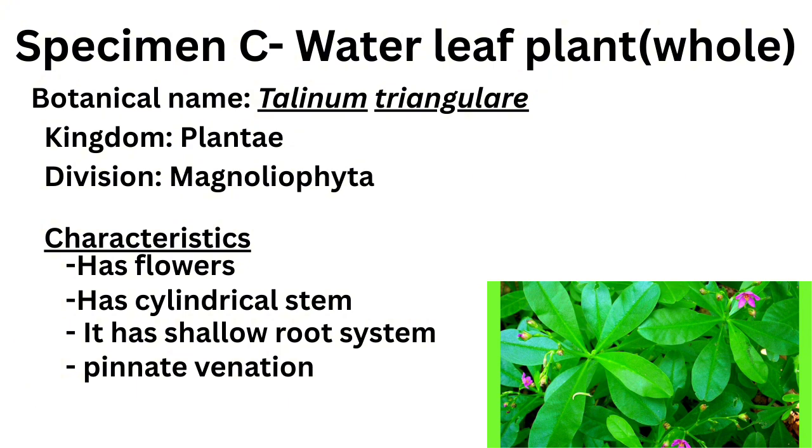Now, what are the characteristics you should look out for? It has flowers. It has a cylindrical stem. It has a shallow root system. And most importantly, if you look at the leaves, they possess pinnate venation. Pinnate venation is a type of net-like venation that is often characteristic of dicot plants. So pinnate venation is what you can find in this specimen.